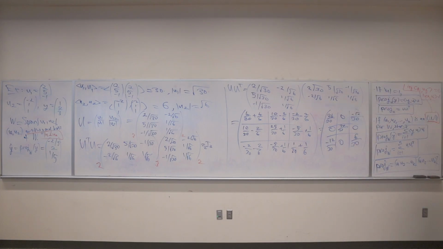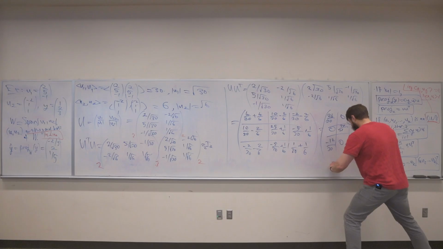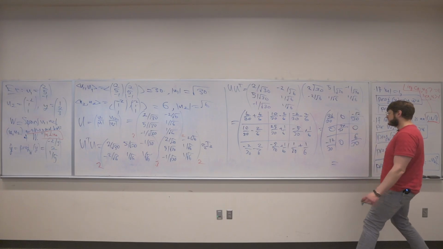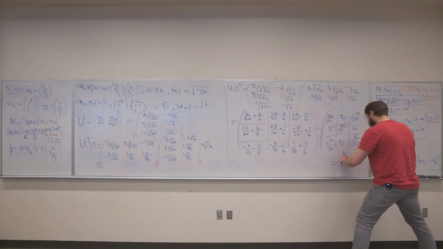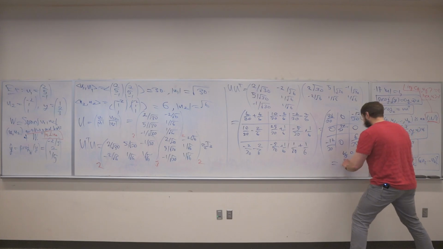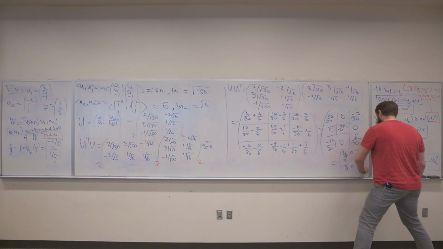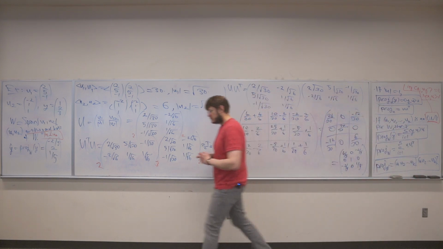Finally, I can simplify this a little bit if you want. Divide everything by 6. That's 4 over 5, 0, minus 2 over 5, 0, 1, 0, minus 2 over 5, 0, 1 over 5. And that's your proj.